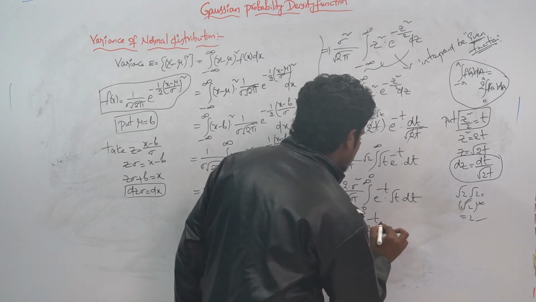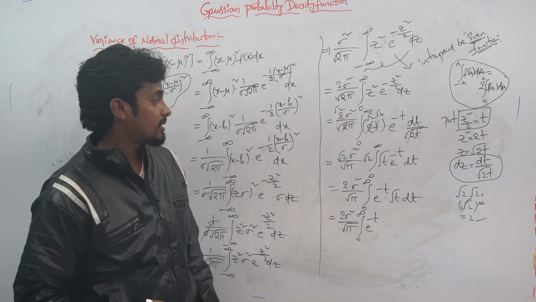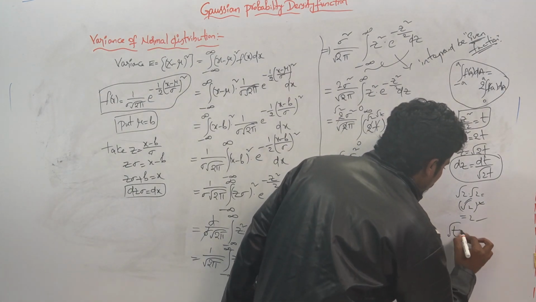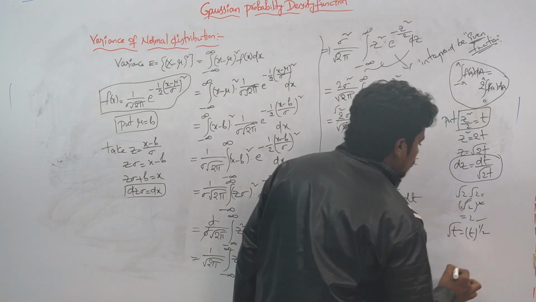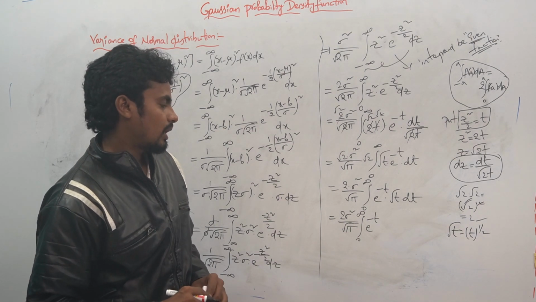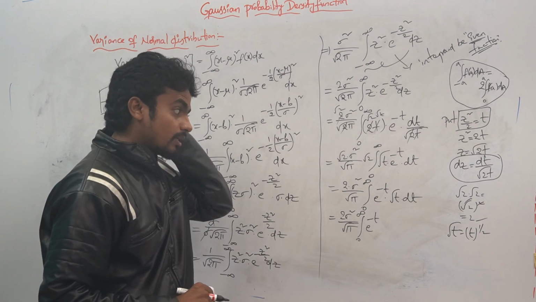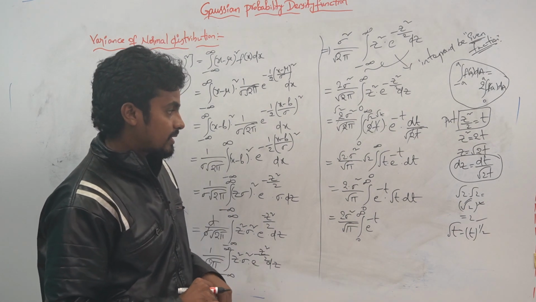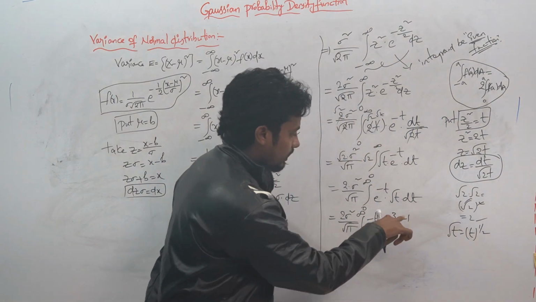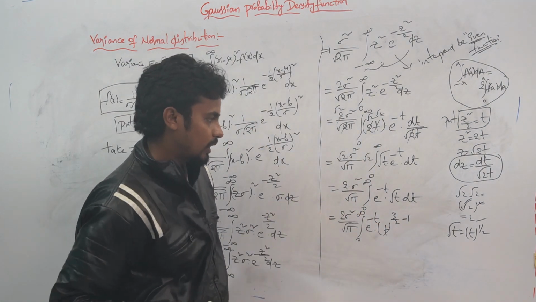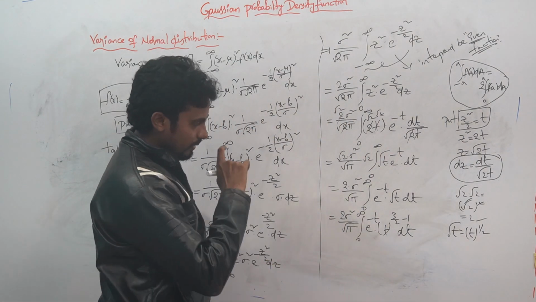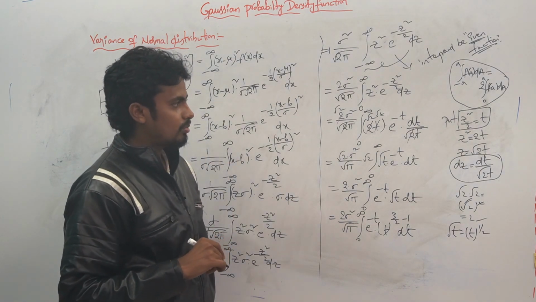And this will be 2 sigma square divided by root pi into 0 to infinity, e power minus t, and root t, how can you write it, that will be t power 1 by 2, right? If I want to write t power 3 by 2 minus 1, that is 3 minus 2 divided by 2, you will get 1 by 2 only, into dt. Why can I write this as 3 by 2 minus 1? Because I get the chance of using the gamma function.